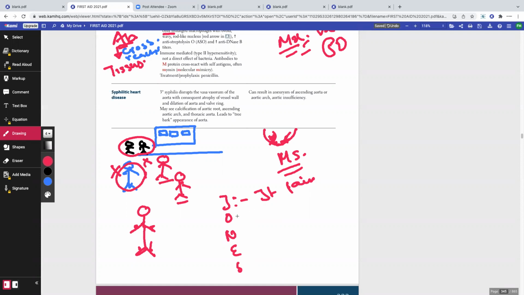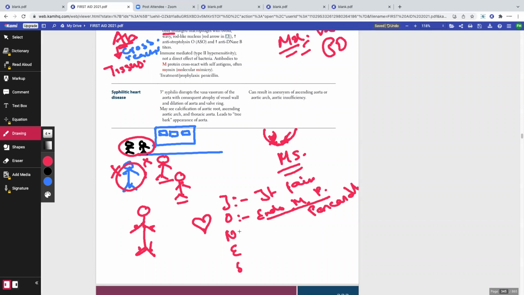Next one is that we will find O. O looks like it can be heart shaped. So O is for heart problems. We have endocarditis, myocarditis, and pericarditis. So all of this, as a whole, we call this pancarditis. Okay, so all the layers of the heart will be inflamed.